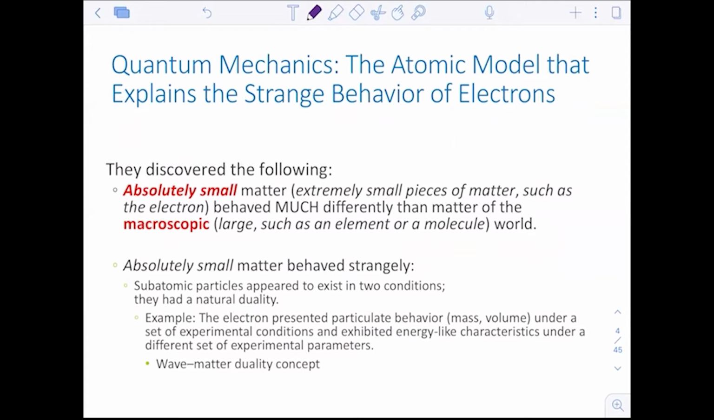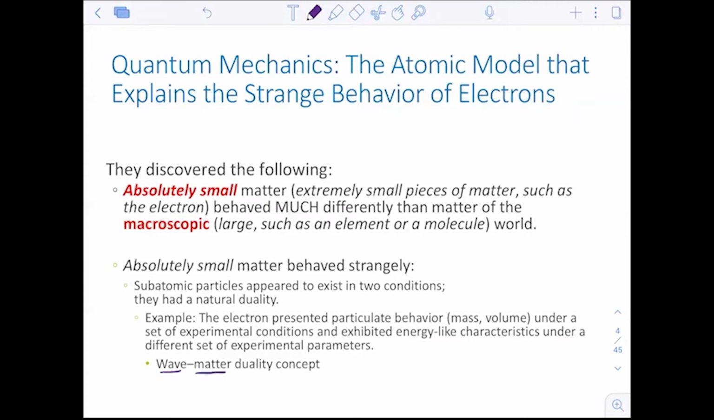So here's an example. Yes, they discovered that there is an absolutely small matter, extremely small pieces of matter, such as the electron, that behave much differently than a large macroscopic realm, right? The electron does not behave the same way as a desk does, but a desk is composed of millions and millions of electrons. So where's the difference? The absolutely small matter does behave differently because it's in a different world, right? They exist in two conditions. They either have wave nature or they have particle or matter nature. When we get into the macroscopic world, it's very difficult to see the wave nature. We see a lot of the particle or the matter nature.